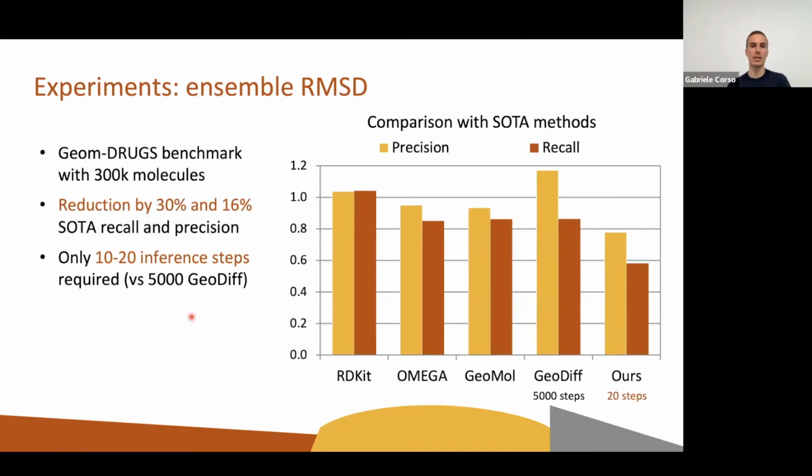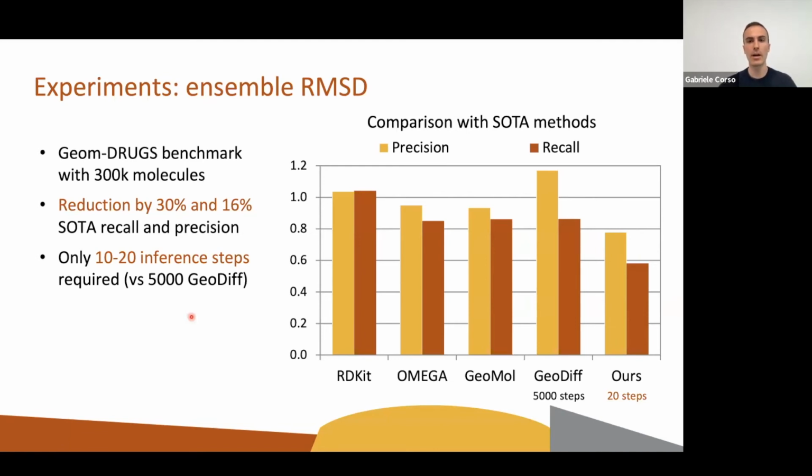Cool, so we get actually into the experiment. We're looking at an ensemble RMSD, which is basically the distance between the conformers that we generate and the ground truth ones. This is the classical evaluation that is done in conformer generation machine learning methods. We use GEOM-Drugs, which is one of the biggest and one of the most used benchmarks for molecular conformer generation. It has about 300,000 drug-like molecules with, I think, on average, 100 conformers per molecule.